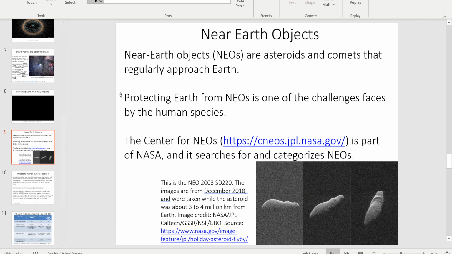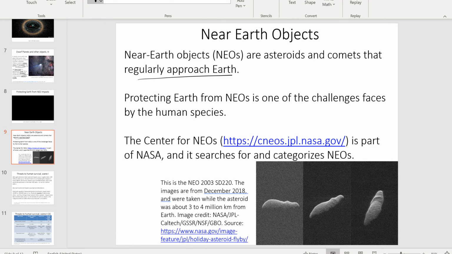Let's move on to a discussion of near-Earth objects in somewhat more detail. I mentioned to you that near-Earth objects are asteroids and comets that regularly approach Earth at a close distance. It doesn't mean, by the way, that they hit Earth. The vast majority of NEOs aren't likely to hit Earth. They don't hit Earth every year, obviously, or they would be destroyed, but they aren't necessarily likely to hit Earth. They just come within a certain close distance.